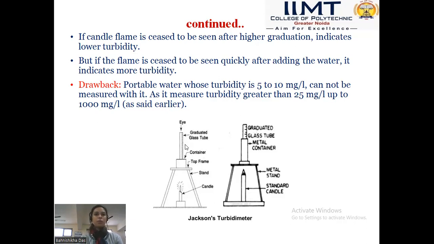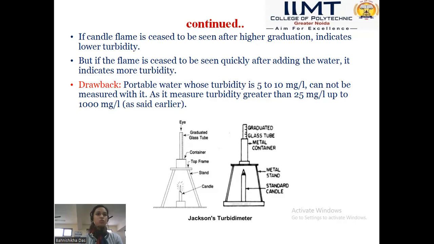But there is a problem here. If the water is very less turbid, then no matter how much water we add into the graduated glass tube, the candle flame will be observed. So this instrument cannot measure a low turbidity, lesser than 25 milligram per liter. It can give a measurement if the turbidity of the water lies between 25 ppm and 1000 ppm. For that range, Jackson's turbidity meter can be used very widely.